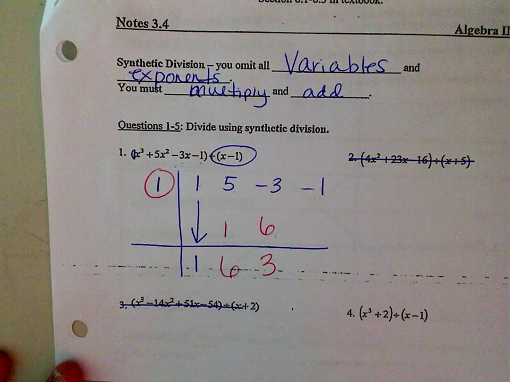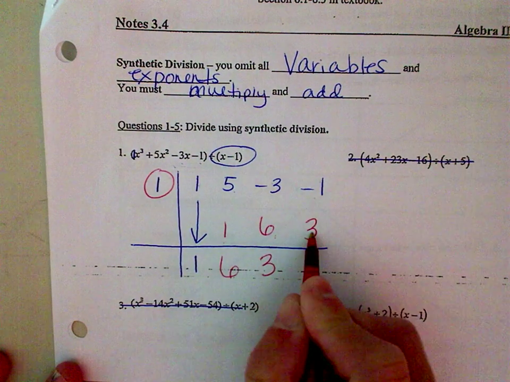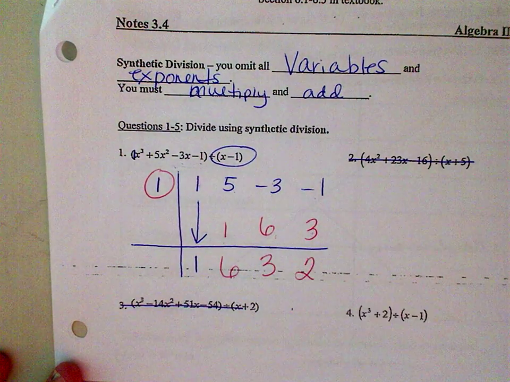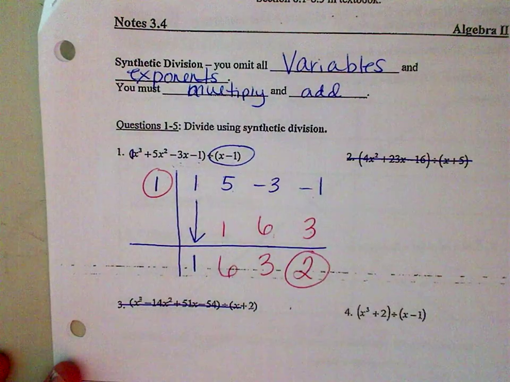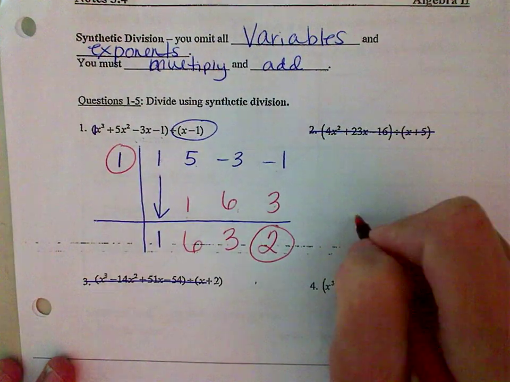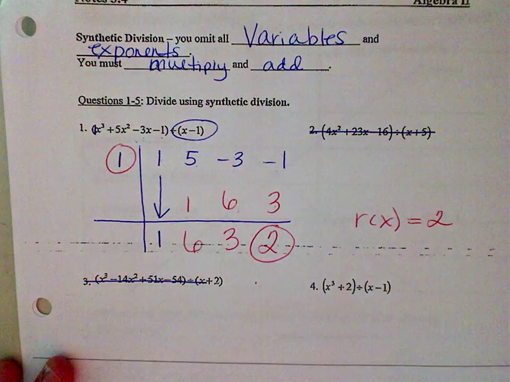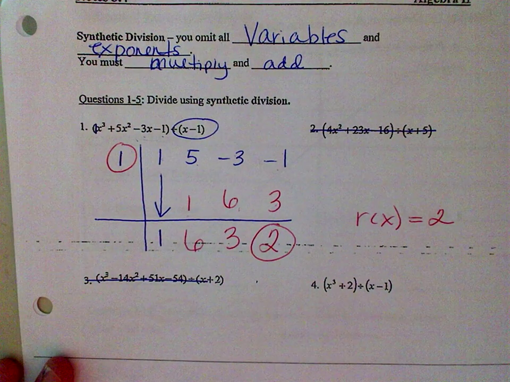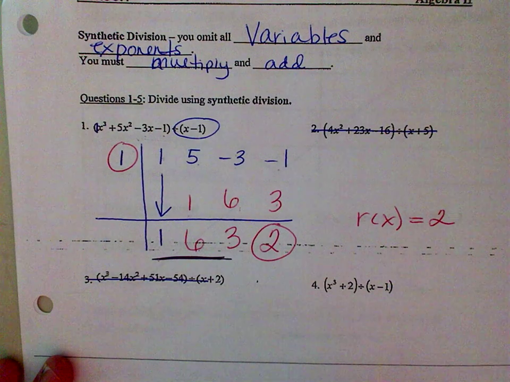Now you're going to repeat. 3 times 1 is 3. You're going to add those up to get 2. Here's how you write your answer. This number right here, that is your remainder. So that's just r of x. R of x is 2. That means remainder. This stuff right here, this is the quotient.